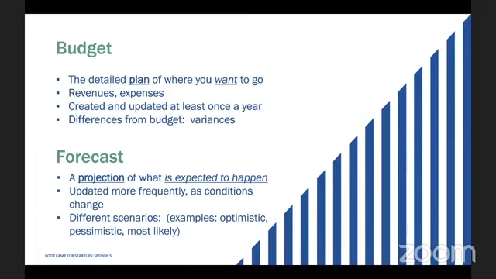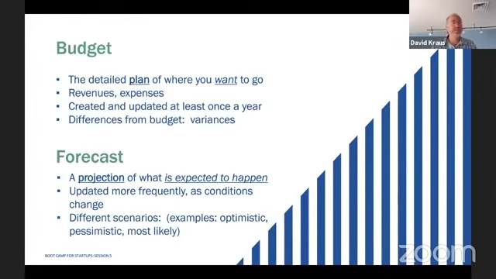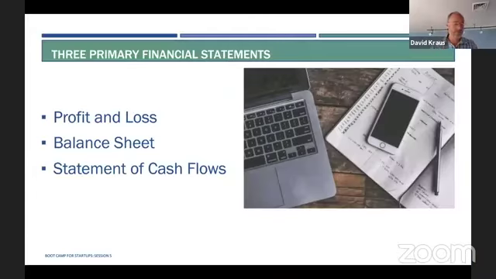Okay. Now, a forecast is what's expected to happen, so you update it a little bit more frequently as conditions change. And the thing about forecasts are scenarios. You can create different scenarios. So you would maybe, as examples, have an optimistic forecast, a pessimistic forecast, or best case, worst case, and then something in the middle. Maybe you call it most likely or most probable outcome. So that's your big distinction between budgets and forecasts.